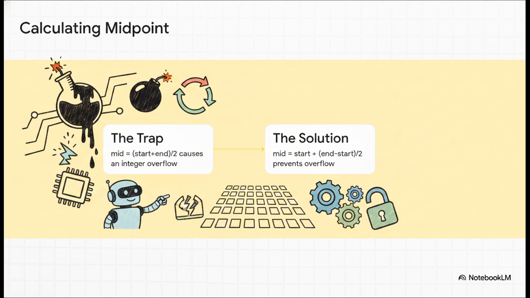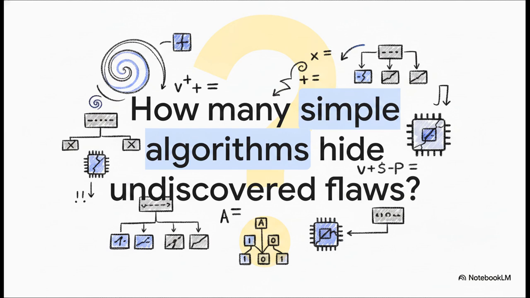It went completely unnoticed in Java for 10 years simply because, for a long time, nobody was really searching arrays quite that massive. The elegant, completely bulletproof solution? You just subtract the start from the end, divide that by 2, and then add it back to the start. It gives you the exact same midpoint mathematically, but completely bypasses the danger of overflowing your memory. It's honestly a pretty humbling reality check. A completely routine mathematical calculation, literally just finding an average, managed to break one of the most widely used programming languages on the planet, all because of the invisible physical constraints of memory.